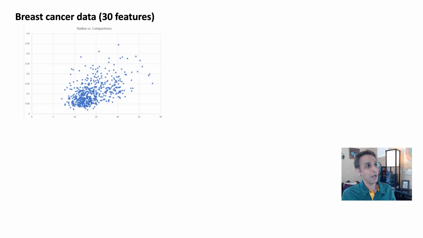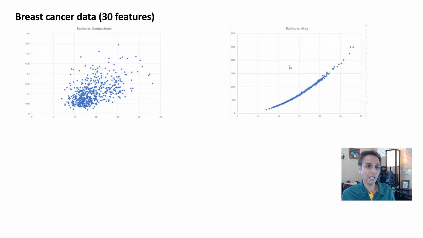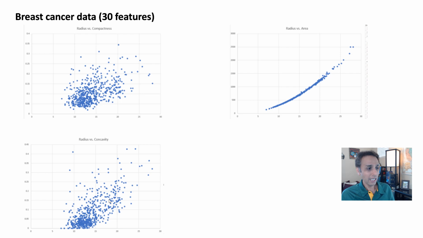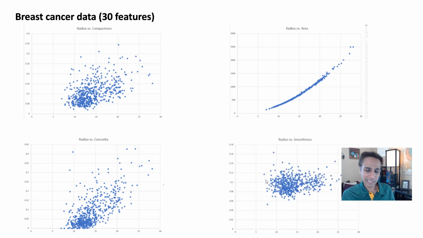So first, let's plot radius versus compactness. These are 2 different columns that they have. And you see the data is kind of spread out. I'm not sure if there is a trend. Maybe there is a trend, as the radius is increasing, maybe the compactness is slightly going up. But now if you look at radius versus area, obviously they are correlated because area has a square relationship with radius. So of course it's highly correlated. Now, if you look at radius versus concavity, it's also kind of correlated. As you increase the radius, the concavity seems to be going up. And radius versus smoothness is kind of spread out, but I'm not sure if it is highly correlated or not.